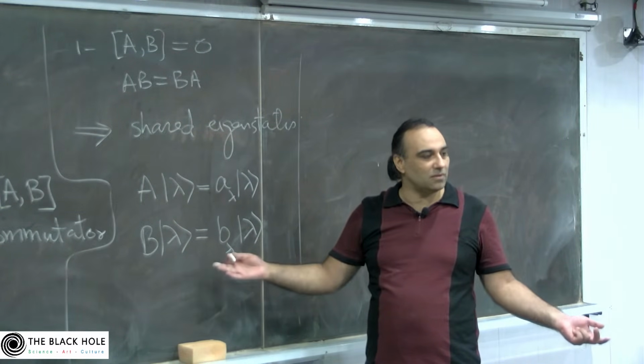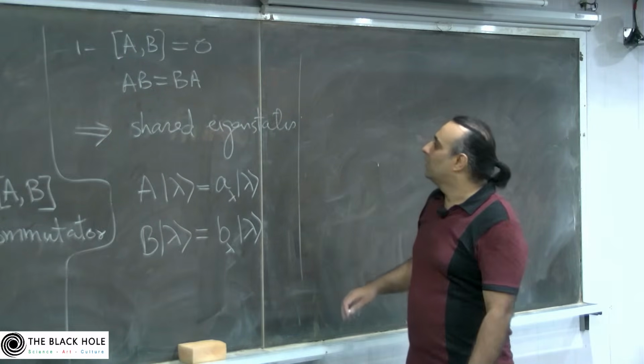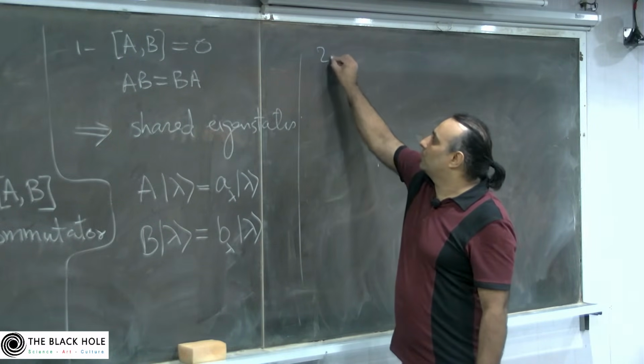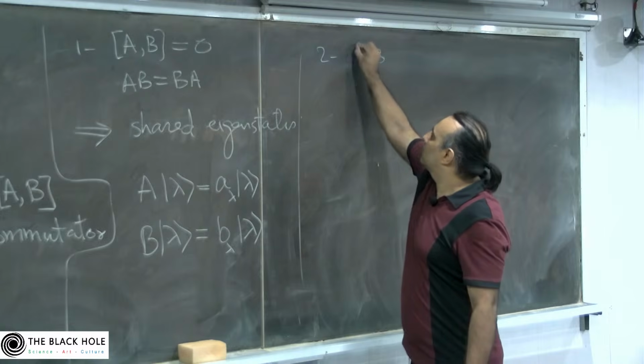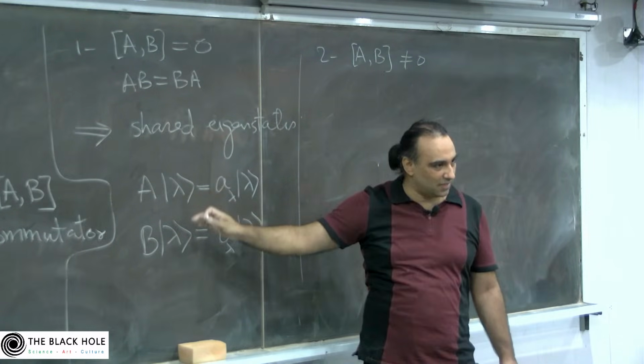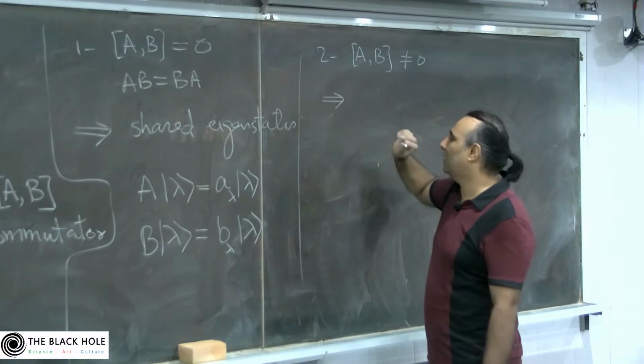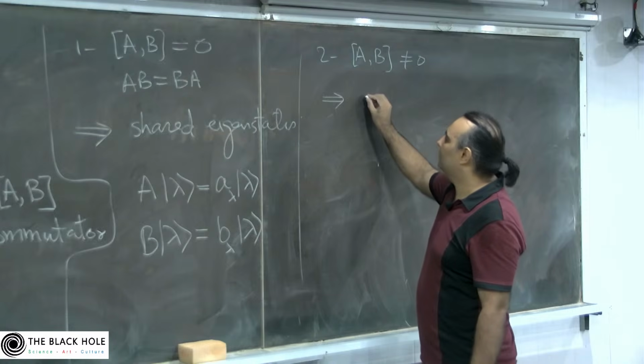Their eigenvalues, of course, belong to them, so they are different. Now, if they don't commute, then of course we don't have a shared set of eigenstates. So at the moment, let's leave it there.